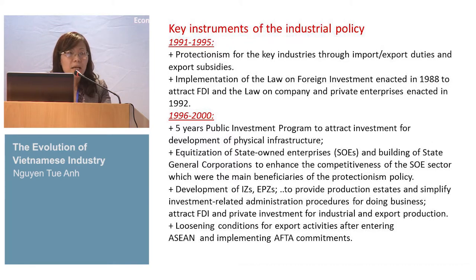So, another key instrument of the industrial policy that has been implemented to achieve these objectives that I mentioned before. In the period from 1991 to 1995, the key instruments were tariff and non-tariff barriers to protect domestic production. For example, to protect heavy industry sectors like cement, steel, and automobile industries.